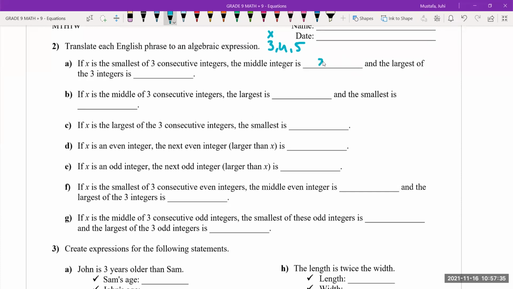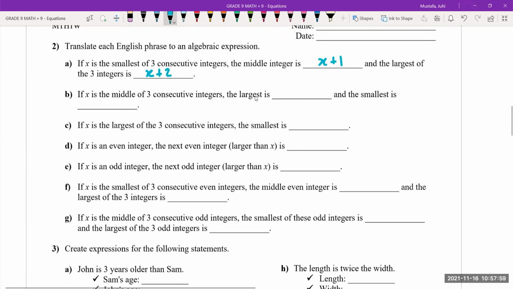Nicole? It's just going to be x plus 1. And that makes sense, right? If x is 3, add 1 to it, you get 4. What's the largest one going to be? The one right after that. x plus 2. Yeah, and that makes sense. If x is 3, you add 2 to it, you get 5. So I always say for questions like this, make a little sample just to see if you're on the right track.